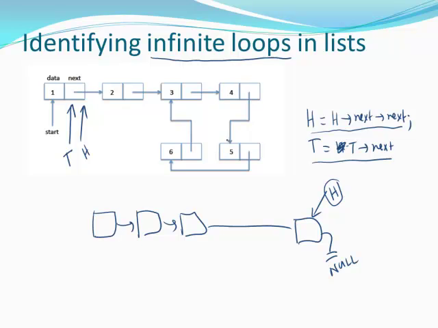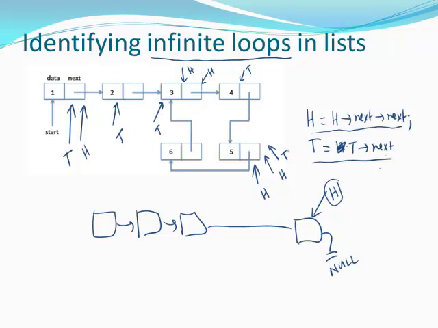If it's not a good list, let's assume that this is how it's going to go. So first H will jump here, and T will go here. And then H jumps 2 things. So H will come here, and the T will go here. And H jumps twice. So H will go here, and at that time T will go here. So H again jumps 2 nodes. So H will come here, and the T will come here.